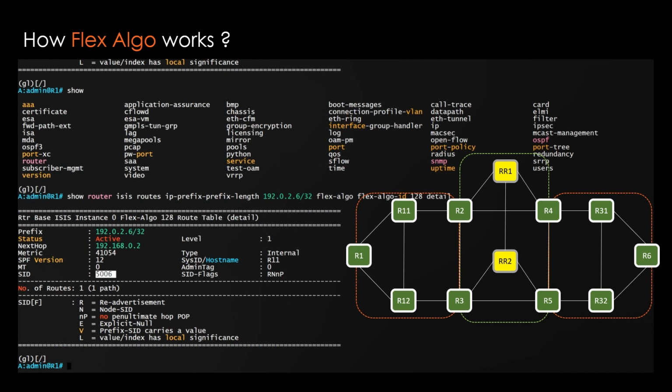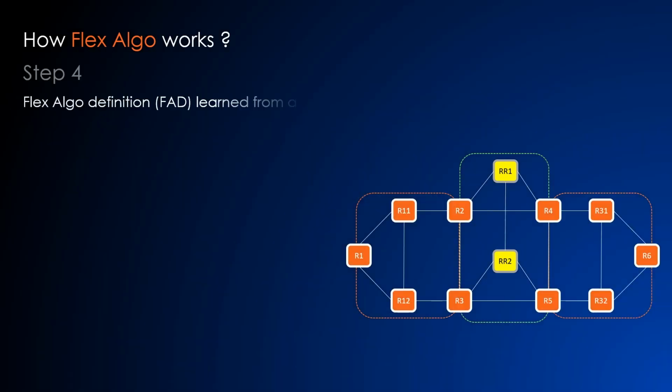And if you see the metric over here, the metric is different, at 41054. This low latency path is now traversing through R1, R11, R2, R4, R31 and R6. The Flex Algo definition is learned from a central entity such as PCE or via ISIS flooding.